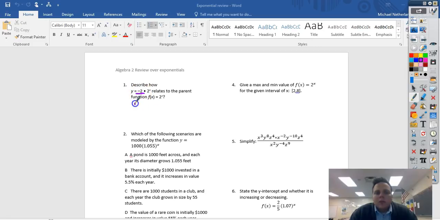The negative just means I reflect across the x-axis, so reflect across x-axis, okay? And then that 2 is bigger than 1. Remember, you ignore the negative. It's just the 2. It's bigger than 1, so it's just a vertical stretch by 2. Bam. There we go. All right, that's all that we need for number 1.